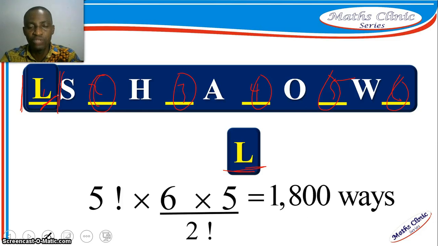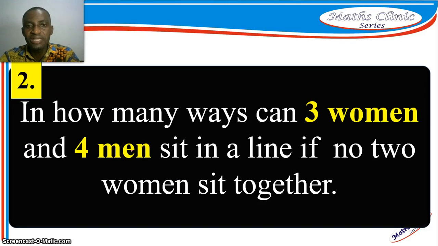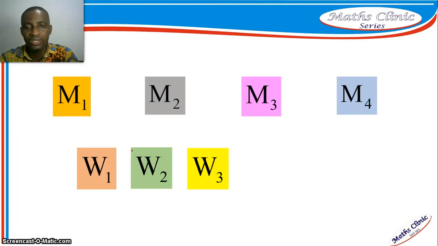Let's take another example to explain further. In this question, we are looking at how many ways 3 women and 4 men can sit in a line if no 2 women sit together. You can pause the video and try it, or we just do it together as such.